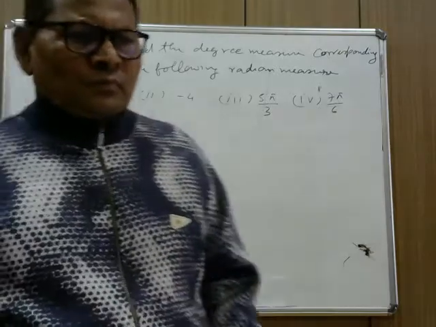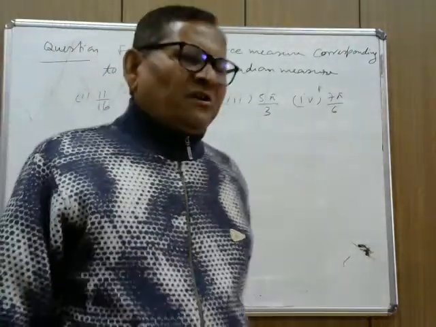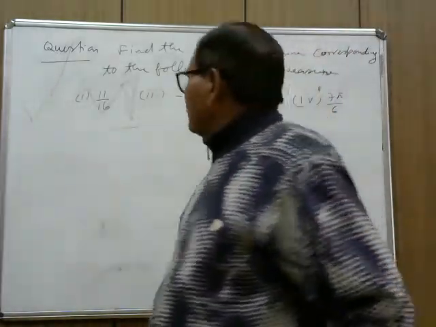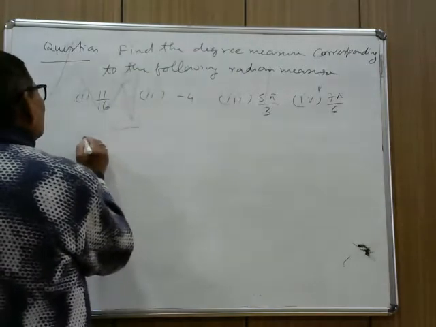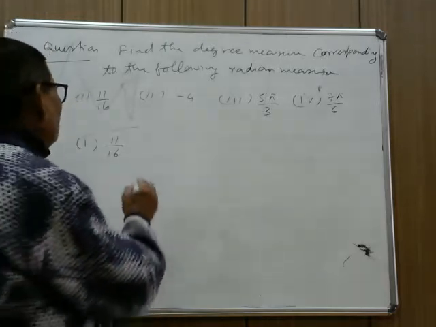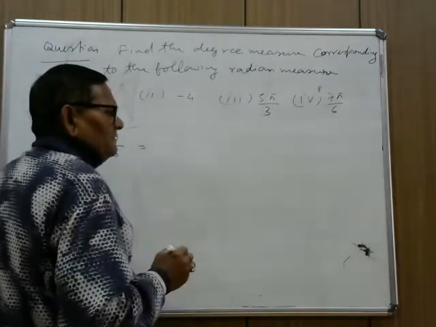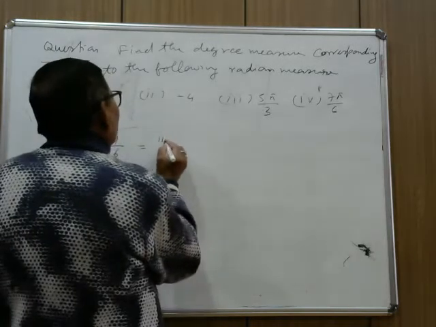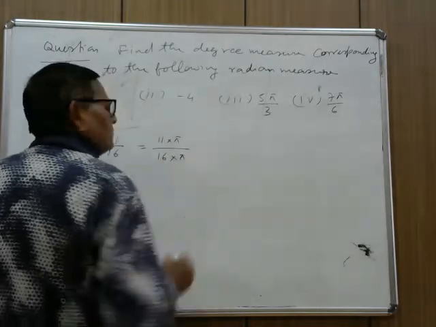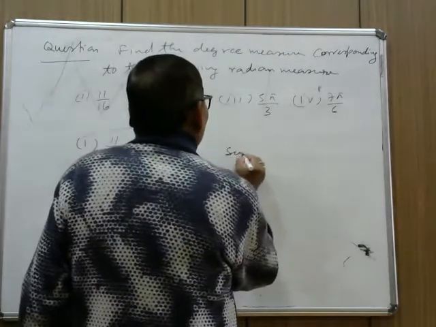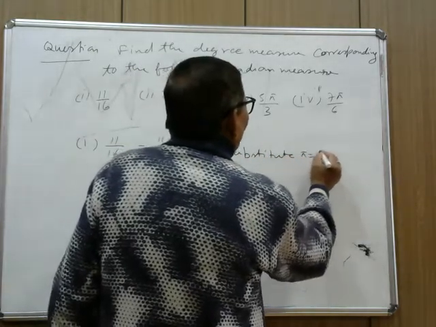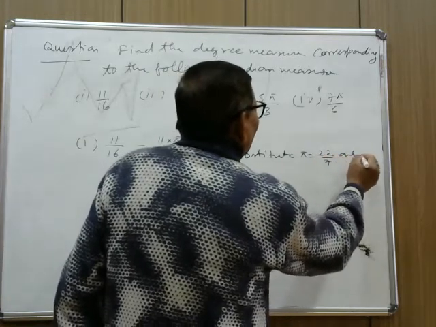So now your objective is to change these angles given in radian measure into degree measure. So first is 11 by 16 radian. This is 11 by 16 radian. And now you can write, first we change this into pi radian. So 11 into pi upon 16 into pi. Now substitute pi equal to 22 by 7 only in the denominator.